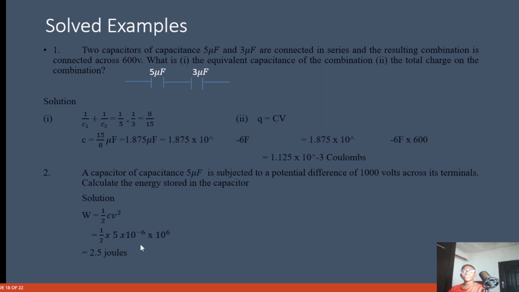I'm sure we derived all this formula in the previous slide. 1 over 2 C. And what was our C? 5 times 10 raised to power minus 6, because this is microfarad. Then multiplied by the volt, which is 1000 volt across its terminal. We had 1000, but 1000 squared was what we wanted to use, because the V is squared. That's why we have it as 10 raised to power 6 here. And when we do our normal calculations, we are going to get 2.5 joules.